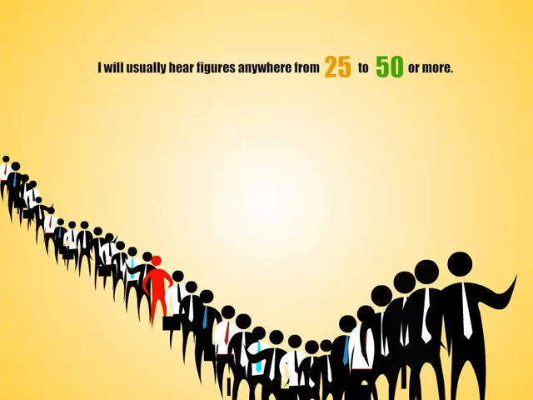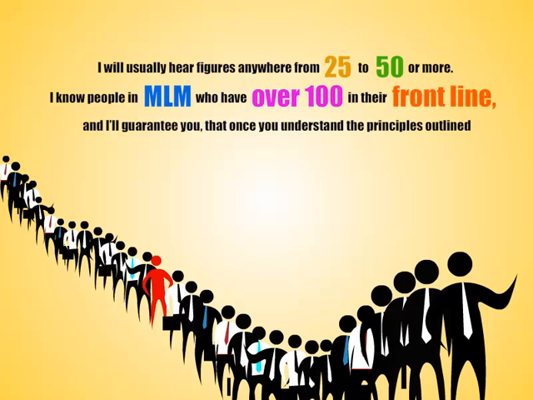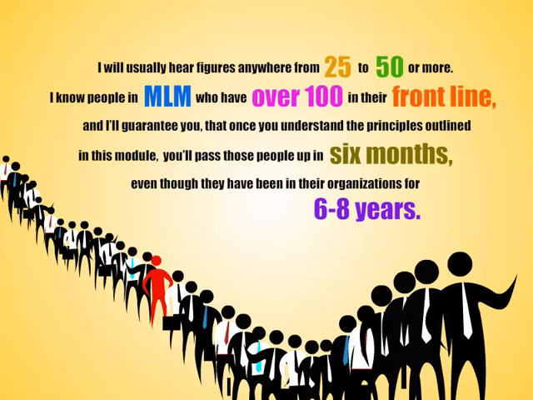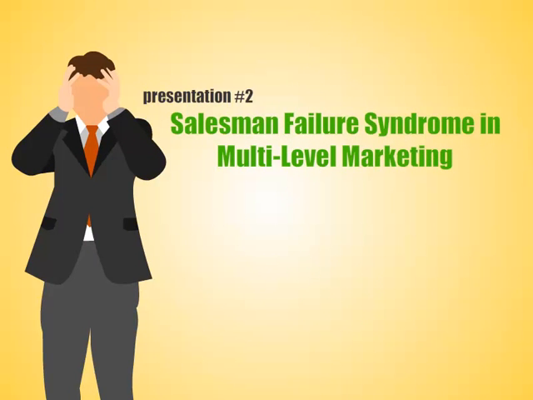I will usually hear figures anywhere from 25 to 50 or more. I know people in MLM who have over 100 in their front line, and I'll guarantee you that once you understand the principles outlined in this module, you'll pass those people up in 6 months, even though they have been in their organizations for 6 to 8 years. As we go into napkin presentation number 2, covering the salesman failure syndrome in multi-level marketing, I will give you a simple parallel showing why having so many frontline people isn't good.